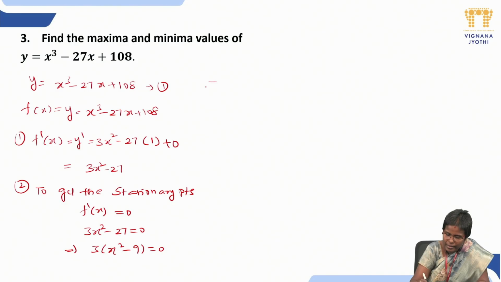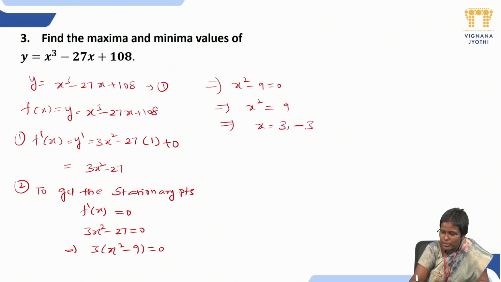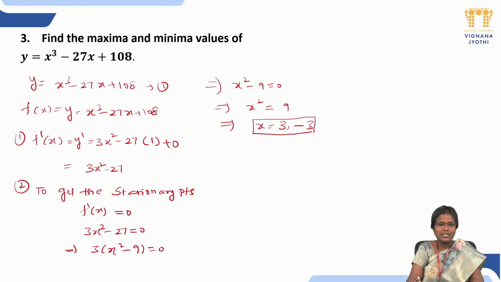Again, x² − 9 = 0, or we can write this as x² = 9. Taking the square root on both sides, we get x = 3 or x = −3. First, we took the function and found its derivative. In order to get the stationary points, I equated the derivative to 0. So I got the stationary points.